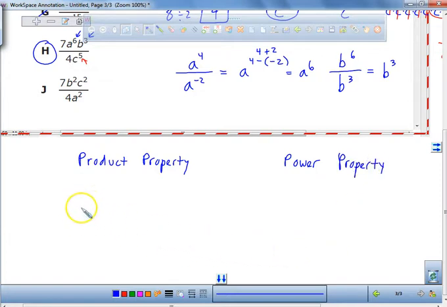Okay? The product property. If I say a to the 7th times a to the 4th, you are allowed to take these exponents and add them. So this would be a to the power of 11, and that would be your answer if you're using the product property. It could look like this, or it could look like this.